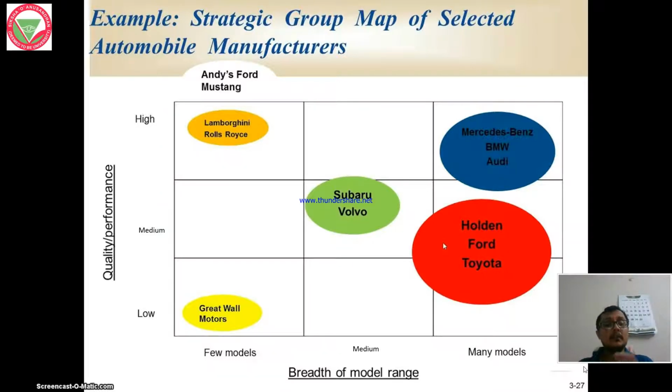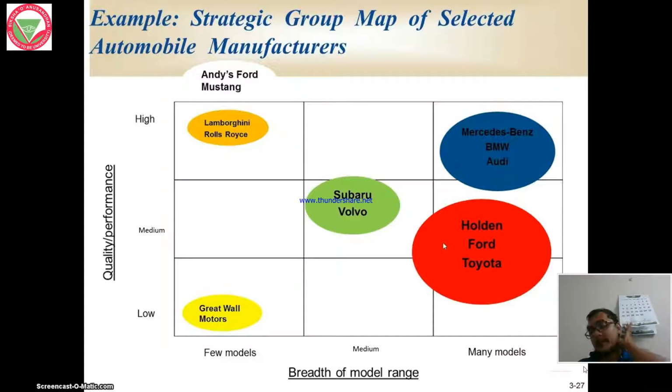Opposite to that, low quality but few models. Quality and performance wise low, and the number of models being offered to the market is also less. Great Wall Motors, a company from China, also offers low quality products at cheaper prices, and that too it offers only 1 or 2 vehicle types to the market.